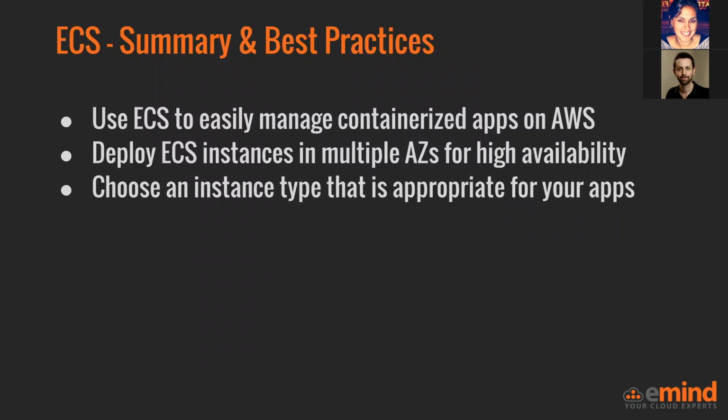So let's sum up this section. You can use ECS to manage your Docker applications on Amazon. You may also use one of the open source solutions. If you use ECS, it allows you to leverage the native integration with other AWS services. For production environments, make sure you build a cluster using instances in multiple availability zones to make it resilient to failures. And finally, choose the appropriate instance type for your cluster, sorry, based on your application's needs.